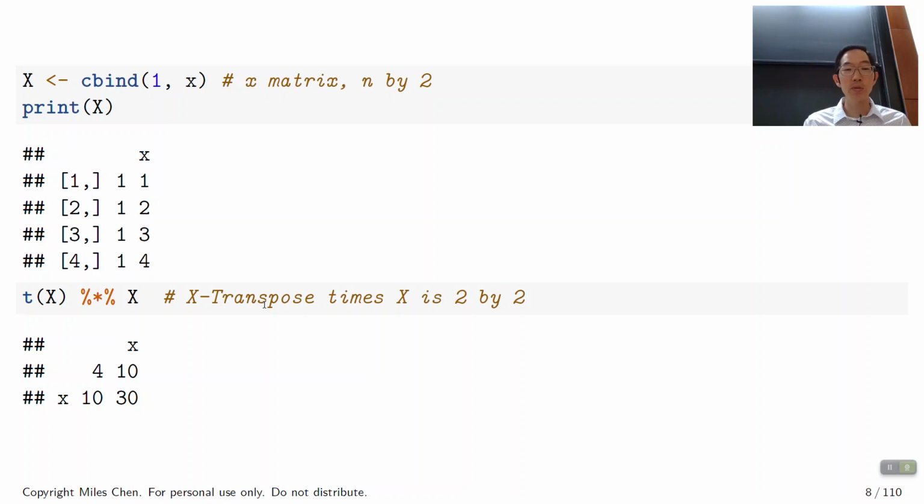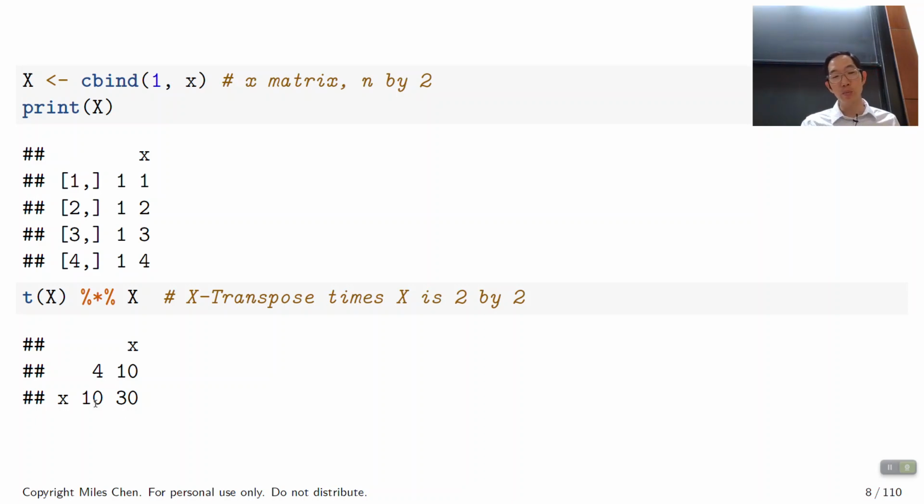Let's create our X matrix. Our X values are 1, 2, 3, 4, and we're going to bind a column of 1s to it. So this is my X matrix, 4 by 2, n by 2. Then what is X transpose X? If you have an n by 2 matrix and you do X transpose X, you're going to get a 2 by 2 matrix, right? This is our X transpose X.